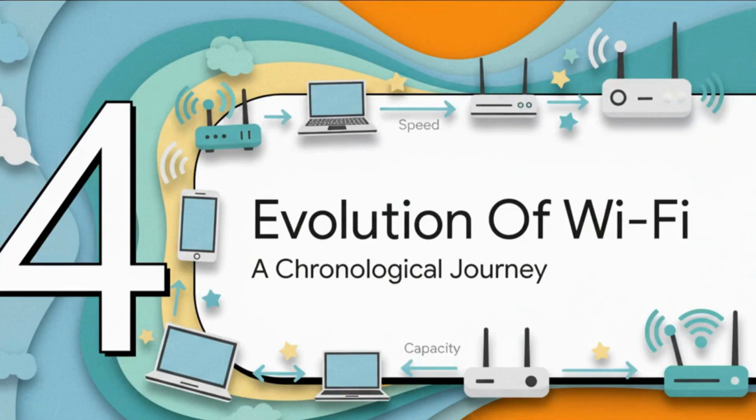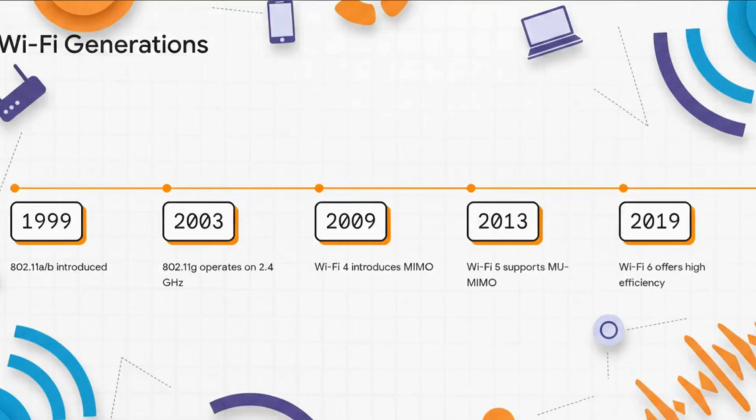Section 4, the evolution of Wi-Fi. Let's take a chronological journey. Now that we've got the physics and hardware down, let's see how this tech has evolved to solve our problems. The journey officially kicks off back in 1999 with 802.11a and B, followed by G in 2003. But let's be real, consumers needed something way simpler than a bunch of random letters. So the industry wised up and introduced Wi-Fi 4 alongside the 802.11n standard in 2009. A total game changer for clarity, right?